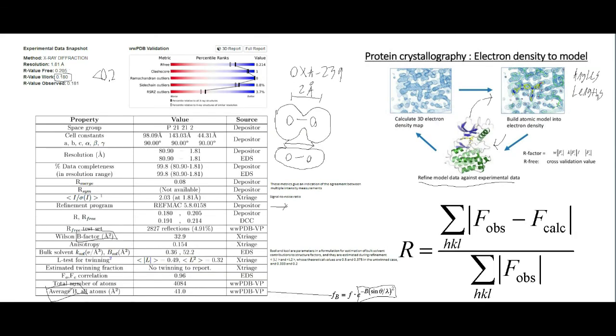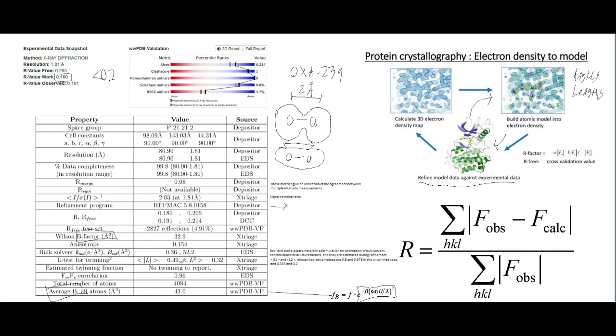We have our F observed and F calculated correlation. So that's 0.96, so perfect would be 1, so this is pretty well correlated.